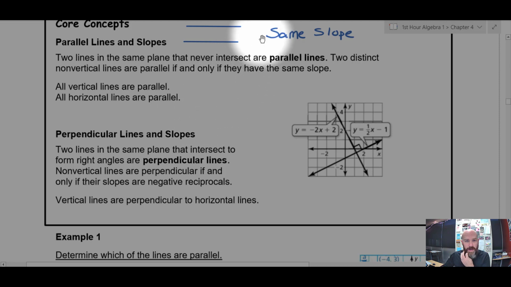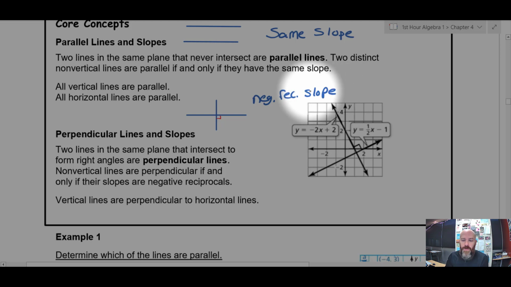So I'm going to make a quick sketch. Here is a pair of perpendicular lines, and we know they're perpendicular on a graph if you ever see the little right angle sign, but if you don't, we can determine mathematically if they are perpendicular because they have negative reciprocal slopes. So what is a negative reciprocal?